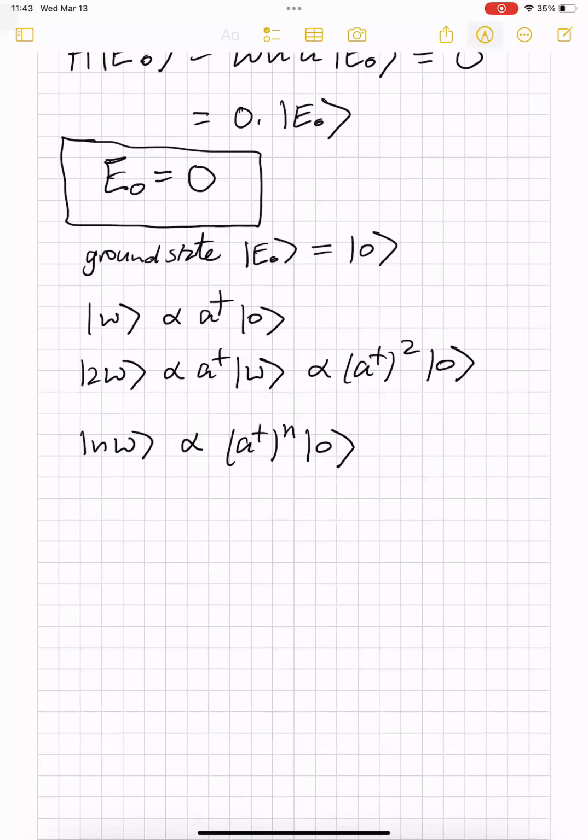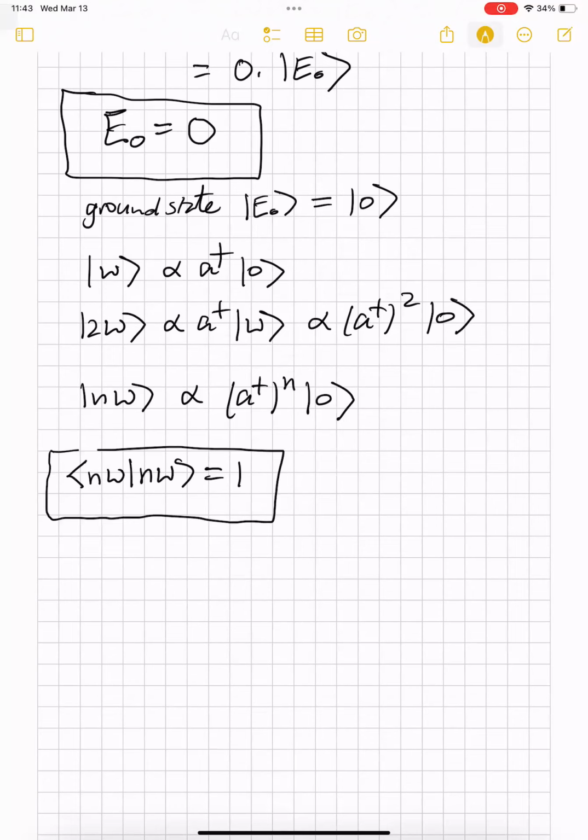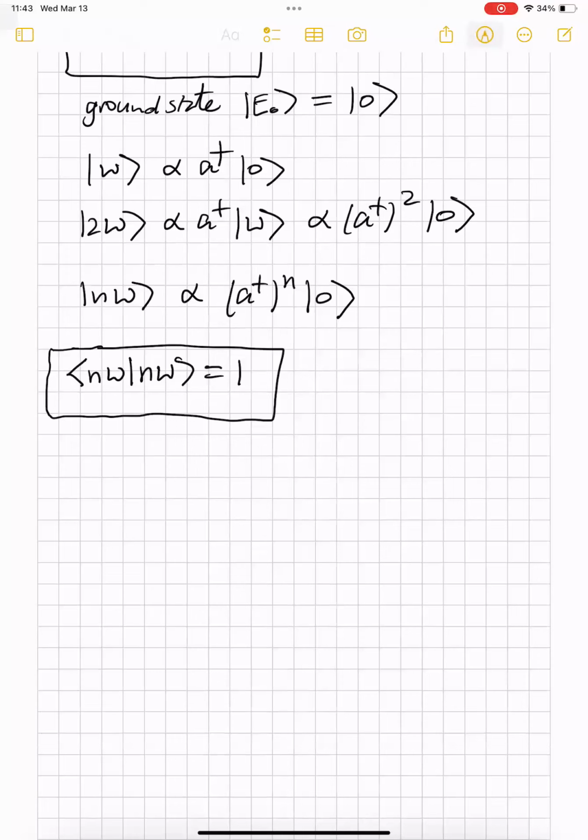So let's now work out how to normalize our states. Okay, so what would we like? Well, we would like that if we take bra n omega onto ket n omega, that's 1. That's what we mean by saying our state is normalized. So let's start off with a normalized state n omega, and let's study the state n omega plus omega. This will be some constant number, which we're going to have to figure out, and then A dagger acting on n omega. So that's the equation for the kets.